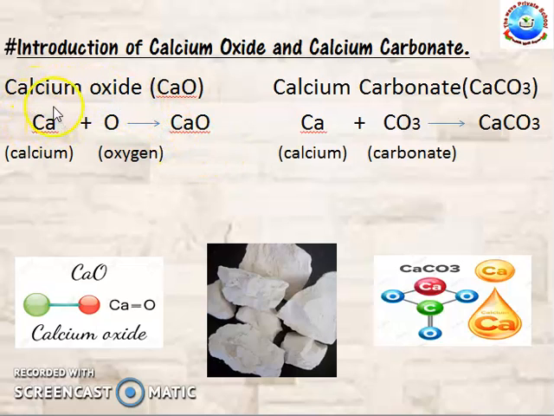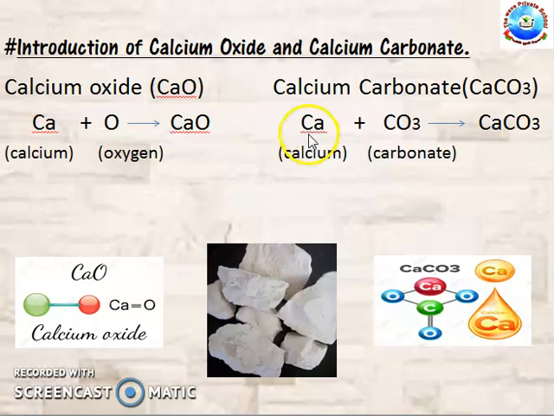See now, what is Ca? That is calcium. This is its elemental name and this is its symbol. For calcium it is Ca. When calcium reacts with oxygen, what product is formed? That is CaO. That is called calcium oxide. Got it? Let's see the next.